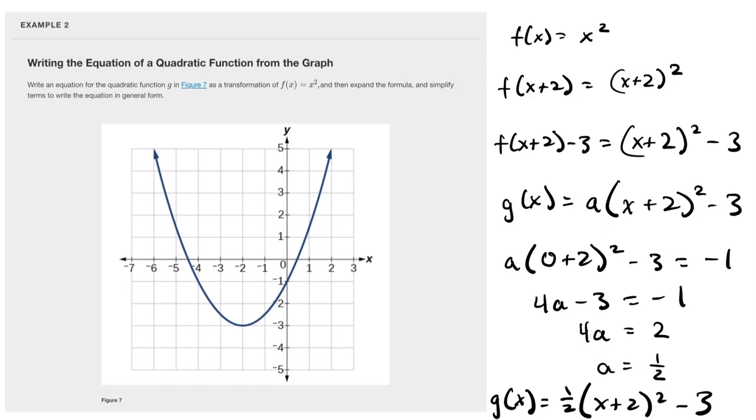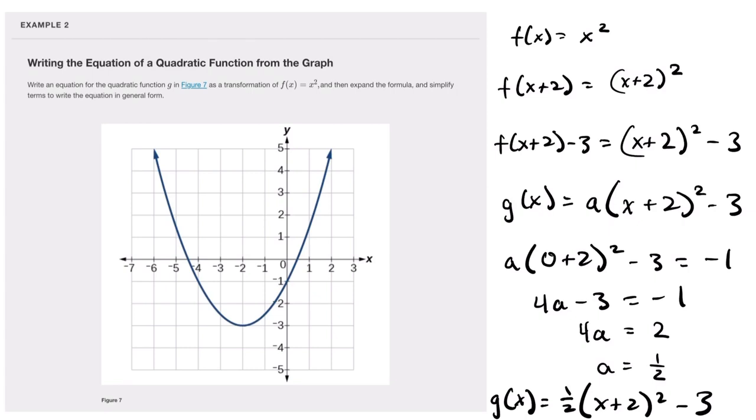So then we can choose a few test points to make sure it works. Again, when we plug in 0, we should get negative 1. So 2 squared is 4. Half of 4 is 2. 2 minus 3 is negative 1. When x is negative 2, we should get negative 3, and we do.